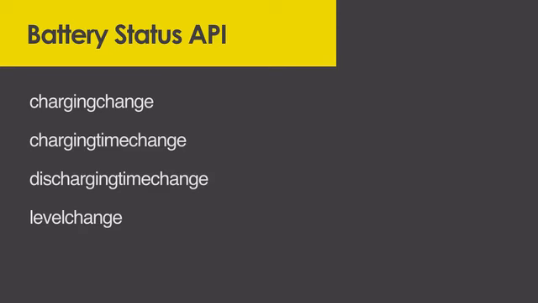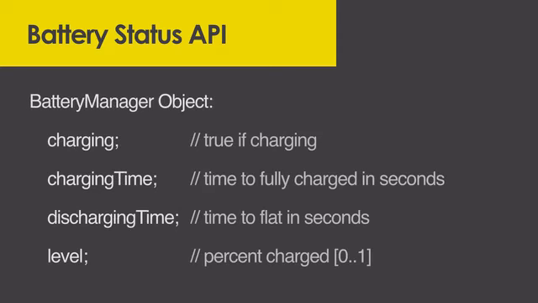It gives us a bunch of new events that are really around tracking the charging and discharging states of the battery, as well as whenever the battery changes its state. For all of these, we get this battery manager object, which is identical for all of those different events, and it just tells us whether the device is charging, whether it's discharging, how long it's got to go until it's fully charged or fully flat, and what the current percentage level of the battery is.